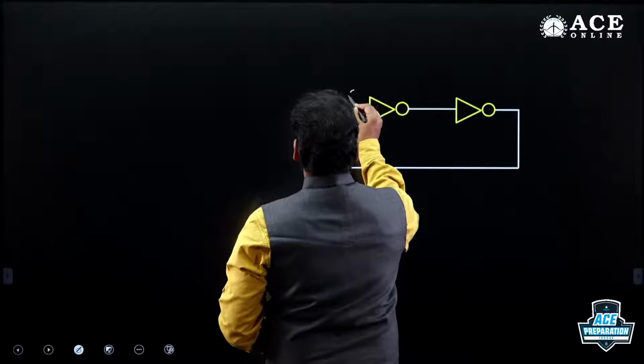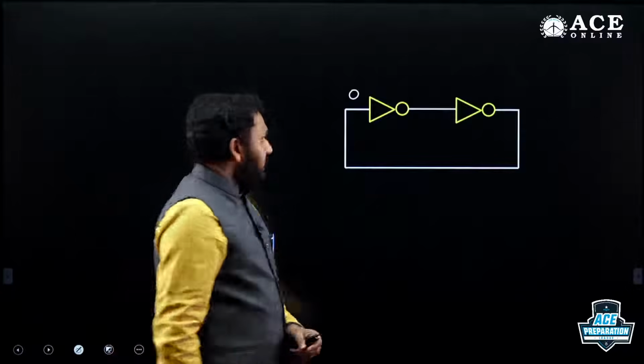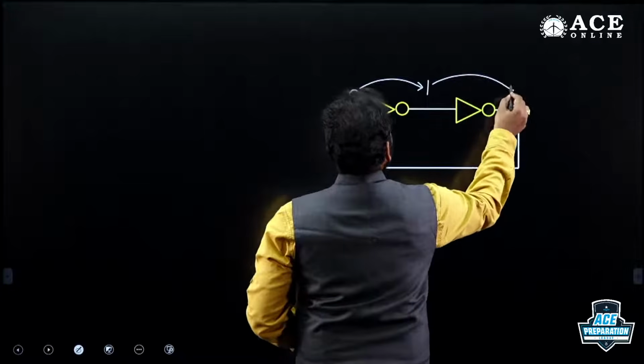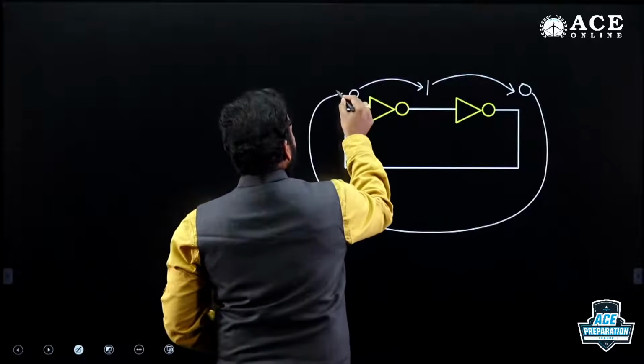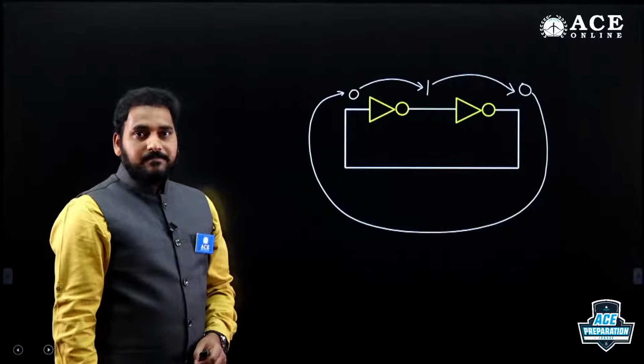Let us assume the input is 0. Sir, why don't you take 1? You take 1, no problem. Right. 0 complement is 1 and 1 complement is 0. What is the feedback? What is the new input, guys? 0 only. There is no change at the output.